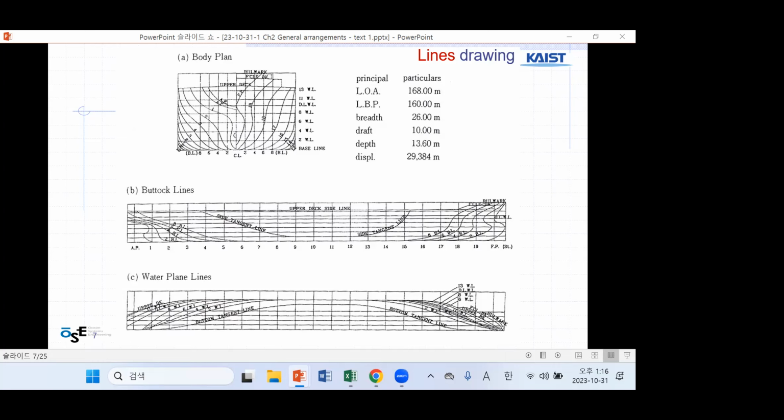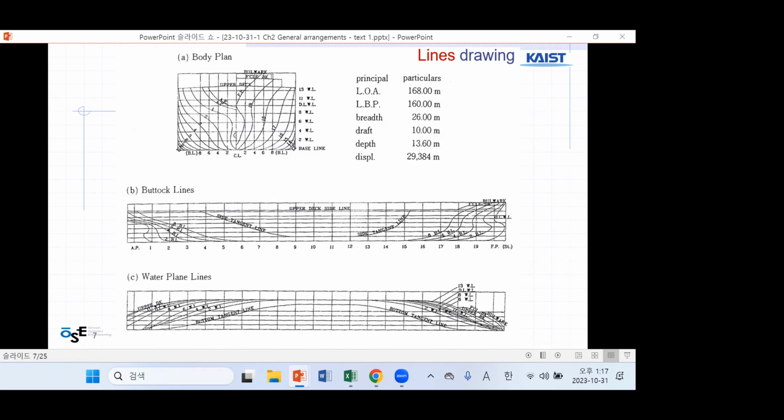So you see there is an AP, and 1, 2, 3, 4, 5, 6, 7, 8, 9, 10, and so on up to the FP. Each sectional shape is drawn here. Also, there is a water line, the cutting plane. From the bottom is one water line, two water line, three water line, and so on.